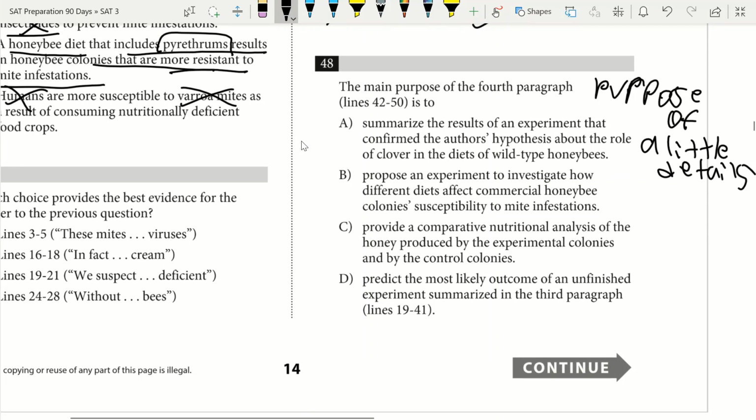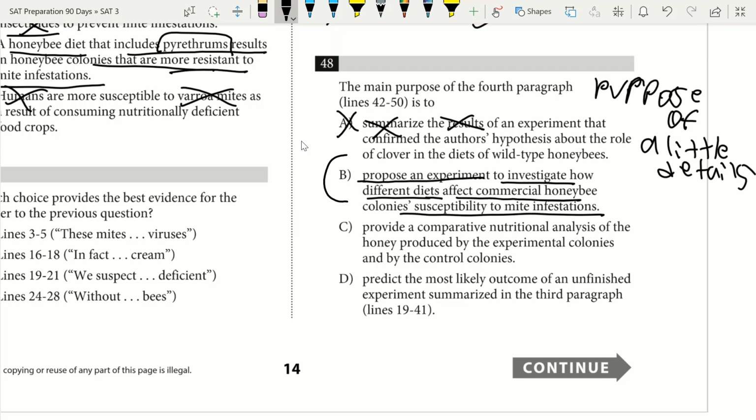So A says summarizing the results of an experiment that confirmed the hypothesis. We don't have the results yet. We're just describing the setup. So for 48, A is going to be incorrect. B, proposing an experiment. Yes, we do that to investigate how different diets, right, clover versus pyrethrum, affect commercial bee colonies' susceptibility to mite infestations. Yes, we said we'd measure the effect on their susceptibility to mite infestations. So B would be our correct answer for 48.